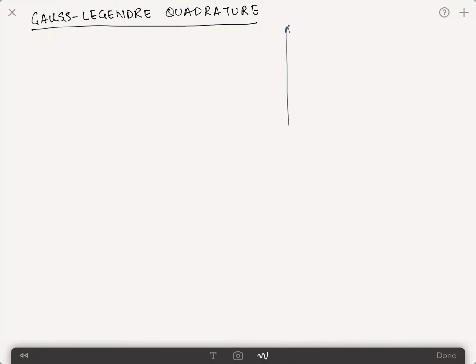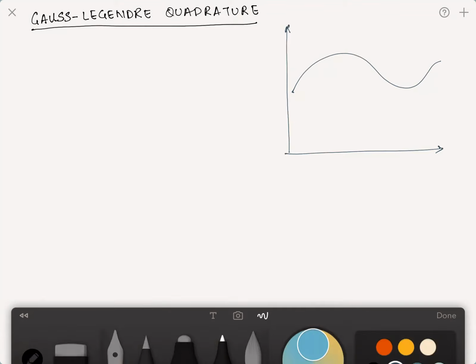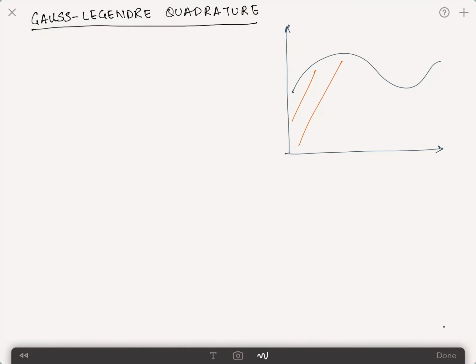Well, let's say we have a certain function which is given somewhat like this, and we want to find out what is the area under this curve. And of course, the area under this curve is given as the integral of this particular polynomial function.